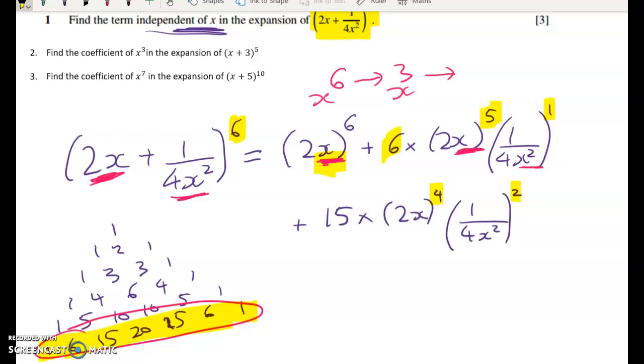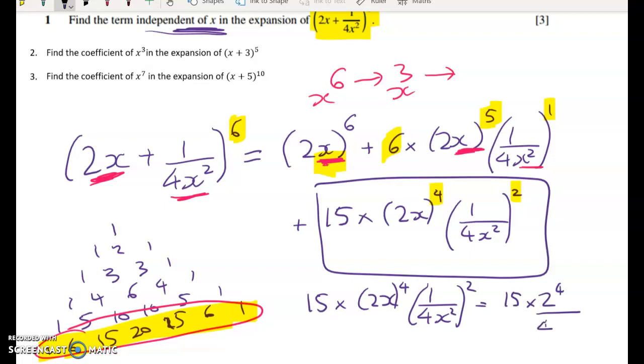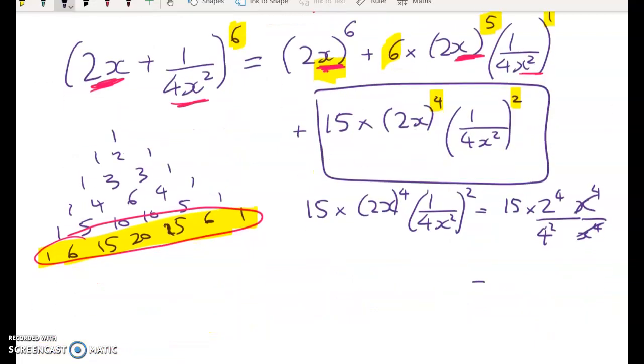Okay, and again, the 4 and the 2 are going to add up to the 6. All we have to do now is to figure out what this is. So 15 times (2x)^4 over this will equal 15 times 2^4 over 4^2, because x to the power of 4 over x to the power of 4 simplifies away. And we're left with just 15. Okay, so I think that's the cleanest way to do this question.